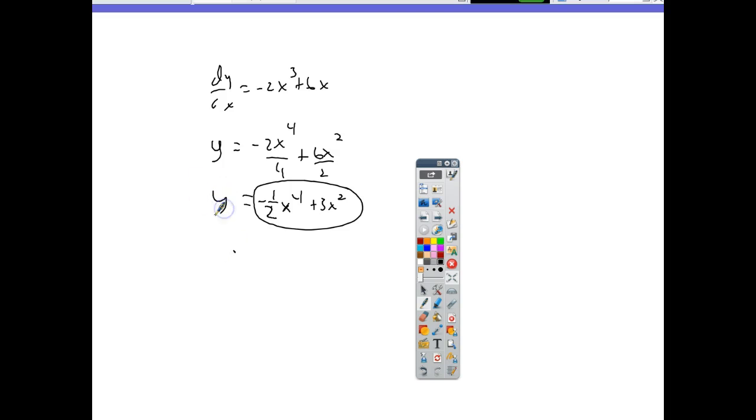And that's my y equation, right? So that's how you integrate. Got it? Just that simple, sort of. Okay. Blow through exercises 5 through 13.